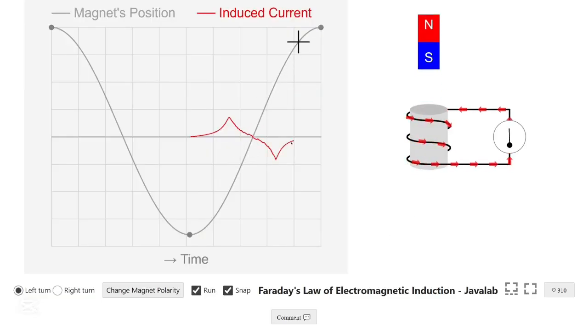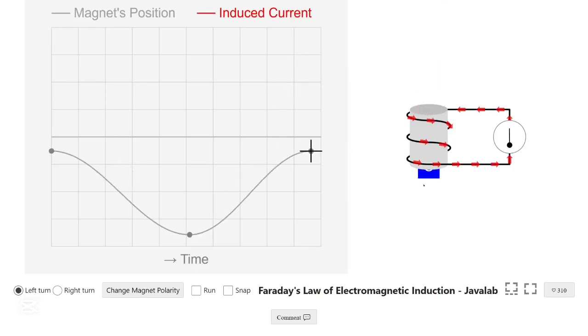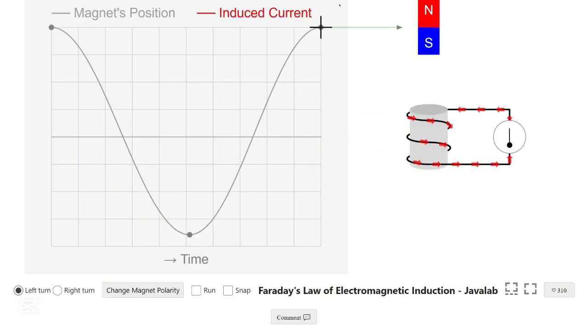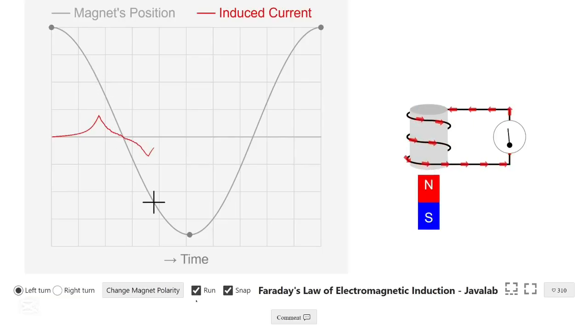Now this is where it becomes different. I want it to go up again and I'll explain it again.